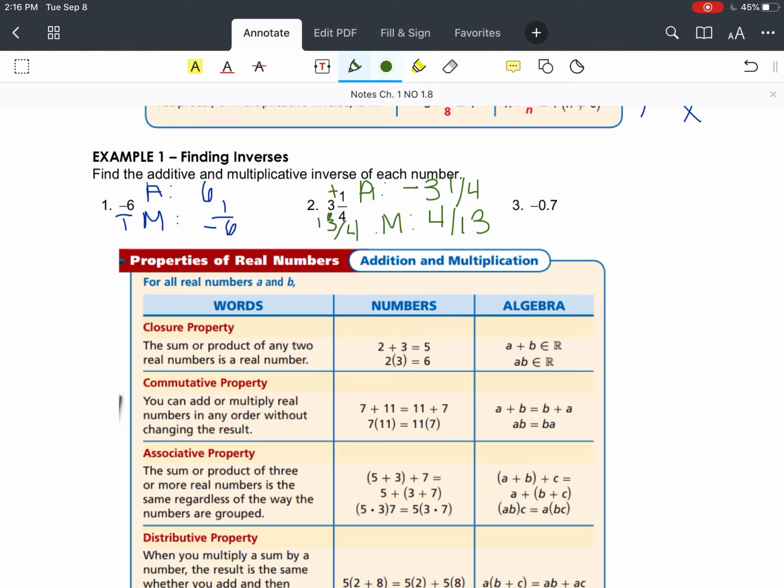All right, so number 3, it's a little bit tricky for the multiplicative because it is a decimal, but go ahead, pause the video, see if you can figure it out.